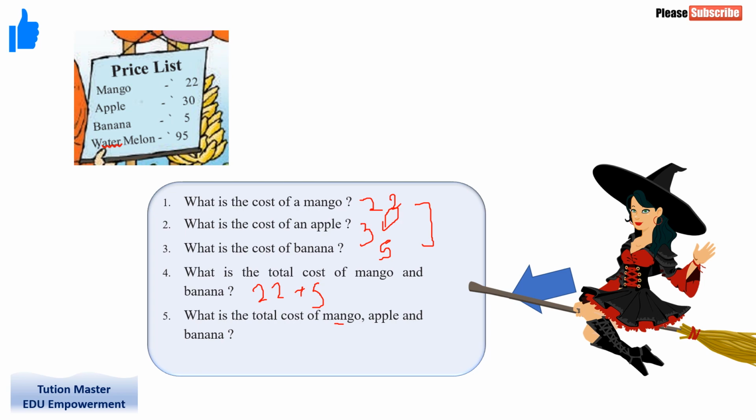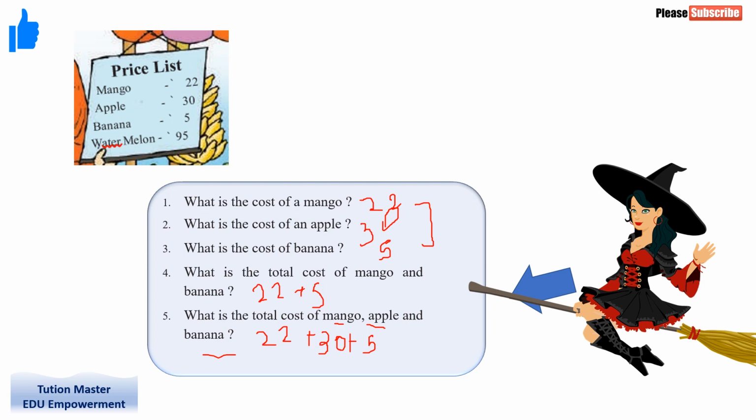What is the cost of mango, apple and banana? That is 22 rupees plus apple cost is how much? 30 rupees. And what is the banana cost? 5 rupees. So now we are going to solve these two. Okay, so now problem number 4 I am solving it for you.